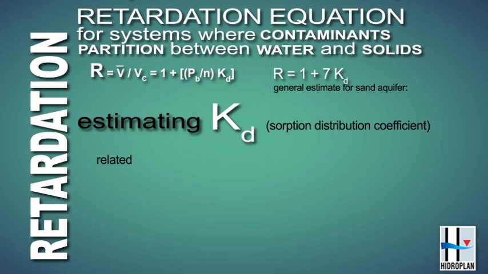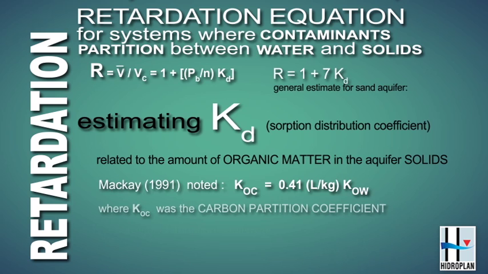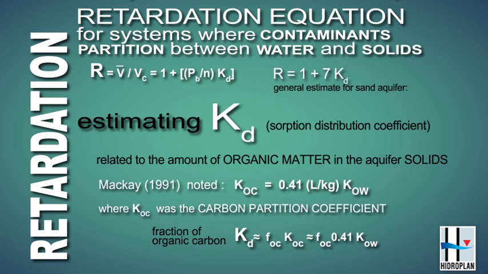Well, we can relate KD to the amount of organic matter in the aquifer solid, as well as the octanol-water partitioning coefficient of that particular organic chemical. And that number is available in the literature for virtually all organic contaminants. So the simplest estimation of the KD is to use the value of the fraction of organic carbon, 0.41, and KOW. And that gives you an order of magnitude estimate of the retardation factor.